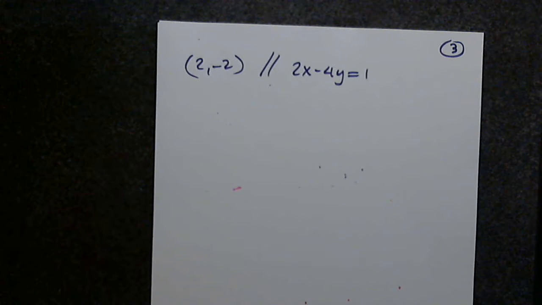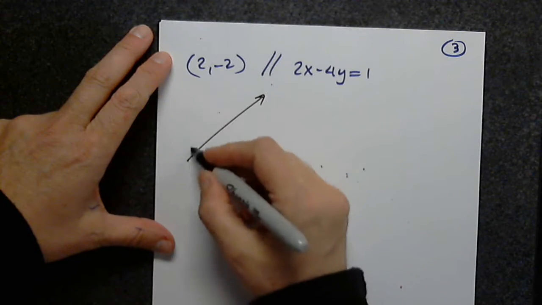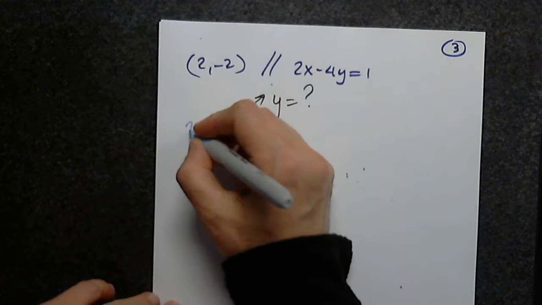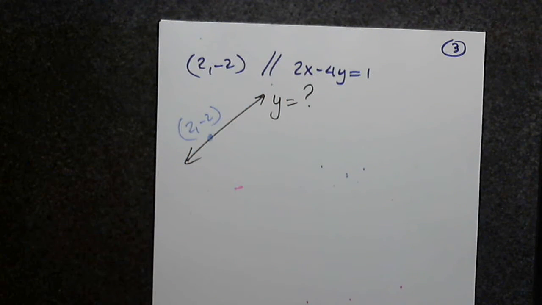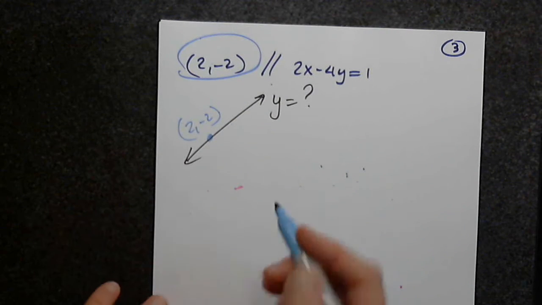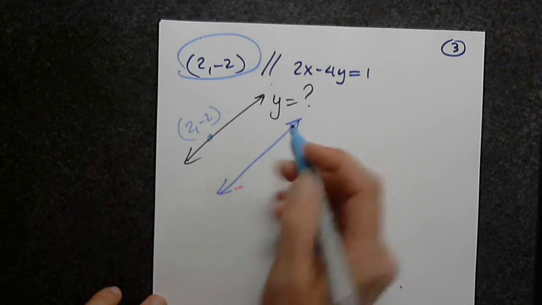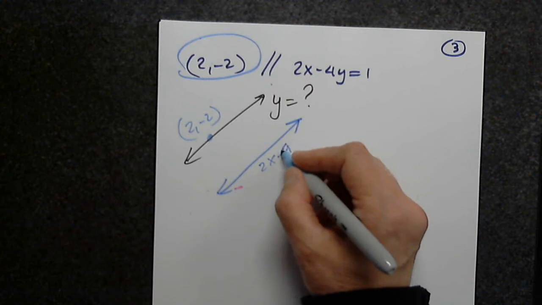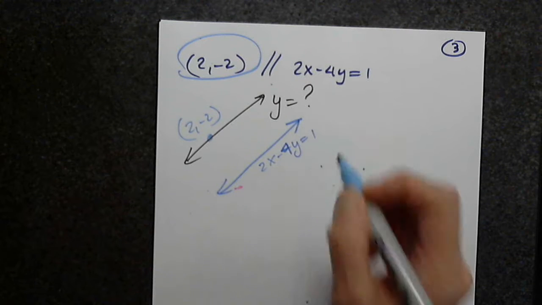Okay, perfect. So the idea is this. We have a line whose equation is unknown, but we have two pieces of information. The first piece of information is that it passes through the point (2, -2). The second piece of information is that it's parallel to the line whose equation is 2x minus 4y equals 1.